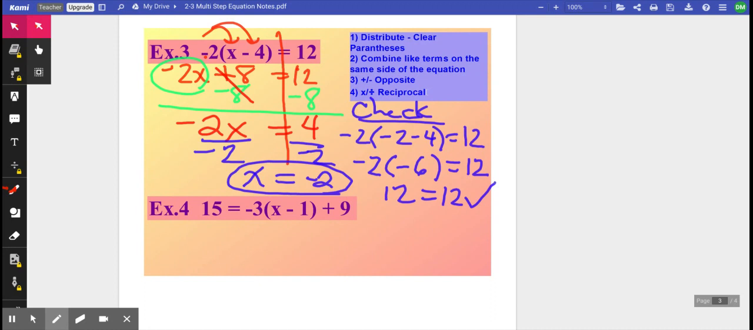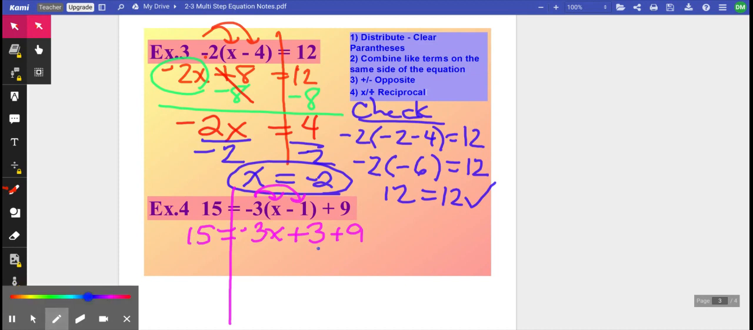For our last example, we're putting it all together, all the steps. So we're going to distribute to clear our parentheses. -3 times x, -3x, -3 times -1, +3, plus 9 comes down, equals 15. And now we can simplify the right side of the equation. We have +3 and +9. They are like terms on the same side.